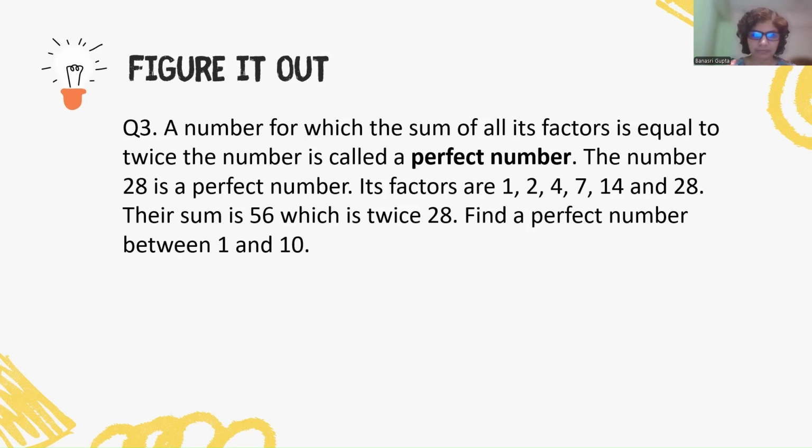So find a perfect number between 1 and 10. So the number is 6. In a separate video, I will tell how to derive perfect numbers. I will cover that in a separate video. For now, you have to know that between 1 and 10 there is a number 6 which satisfies this condition. The factors of 6 are 1, 2, 3, 6. So if you add 1 plus 2 is 3, 3 plus 3 is 6, 6 plus 6 is 12. So 12 is basically twice the number 6. So the answer is 6.